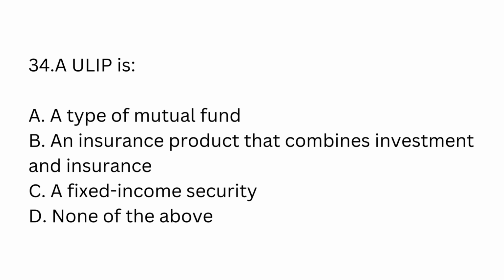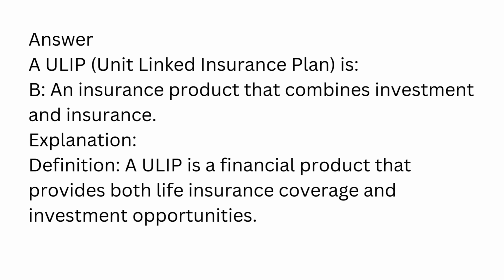34. A ULIP is A. A type of mutual fund. B. An insurance product that combines investment and insurance. C. A fixed income security. D. None of the above. Answer. A ULIP, unit-linked insurance plan, is B. An insurance product that combines investment and insurance.